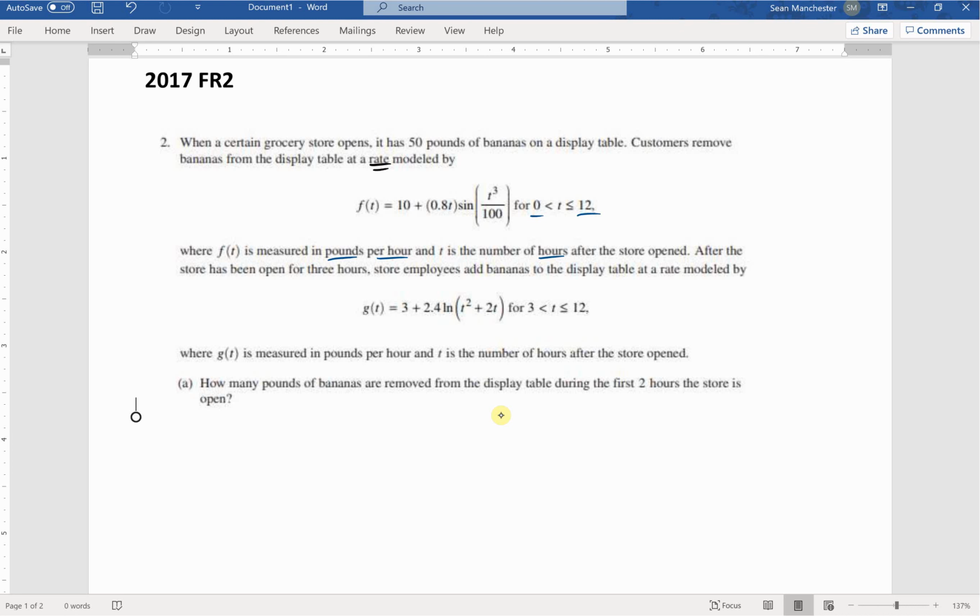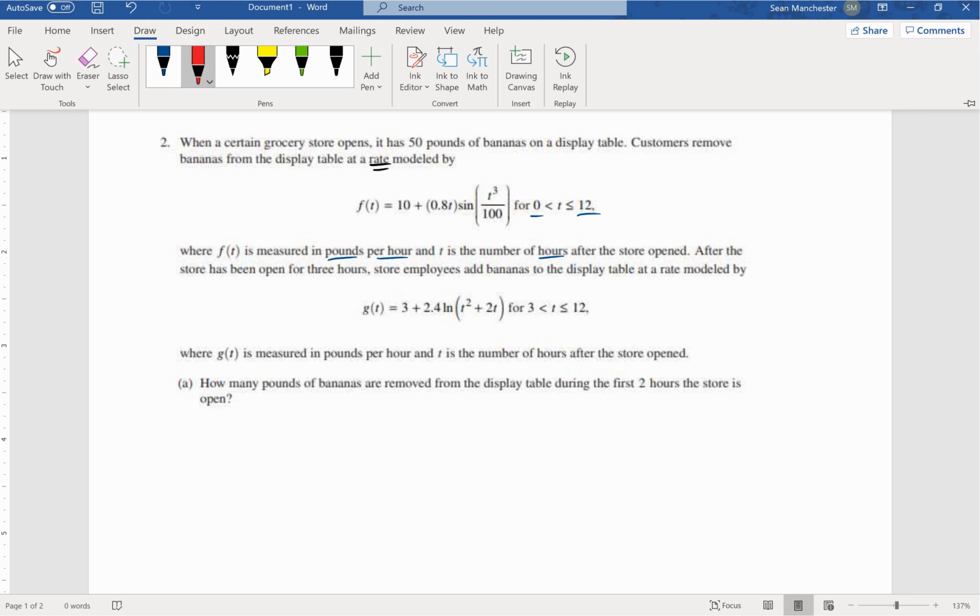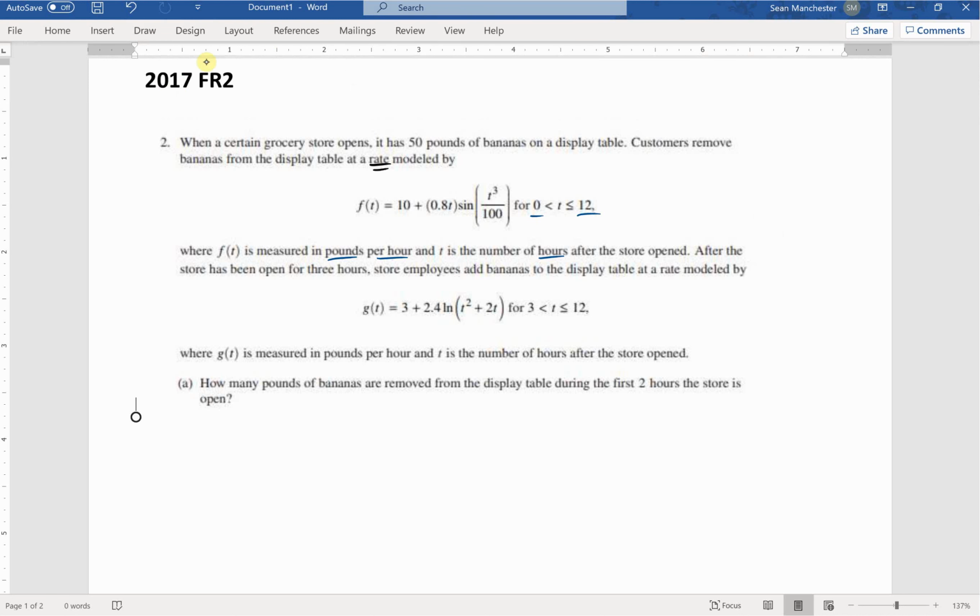So for the 12 hours that the store is open, this is the rate at which bananas are leaving the shelf. It's important to distinguish that that's not the amount of bananas that are leaving the shelf, that's the rate at which they are leaving. After the store has been open for 3 hours, employees add bananas to the display table at a rate modeled by G, where G is measured in pounds per hour and t is the number of hours after the store opened.